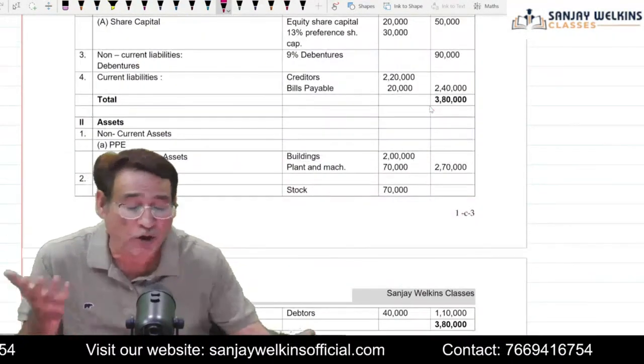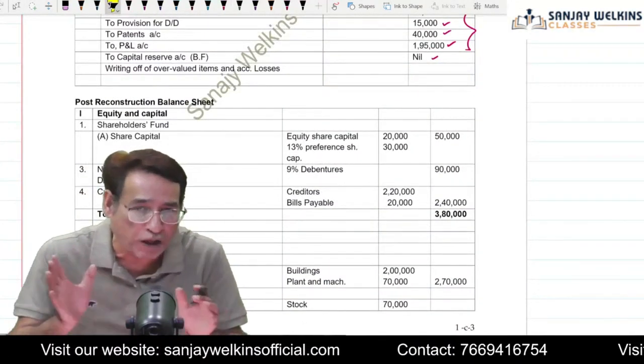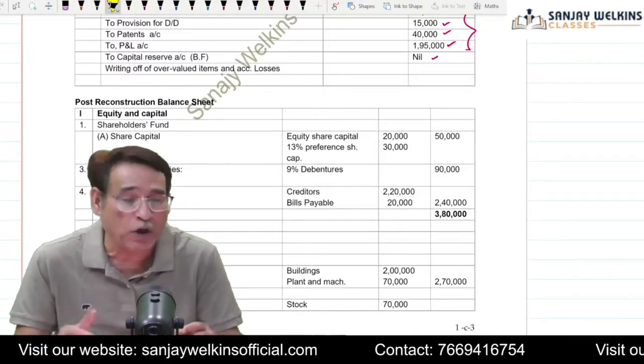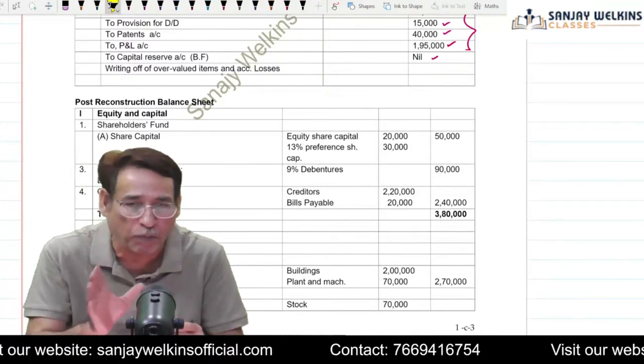Now, then you are going to prepare the balance sheet. Although in the question, I have a doubt whether you will be asked to pass the entries or not. Correct? Because there are lots of questions in the examinations, and intentionally they are not asking you to prepare the balance sheet.